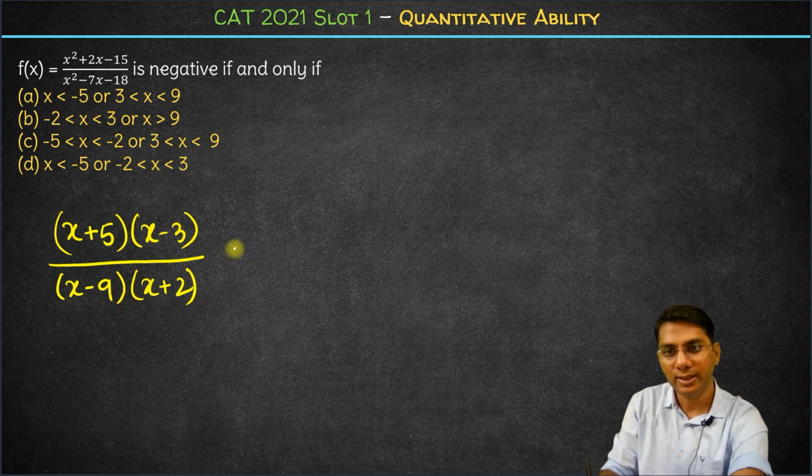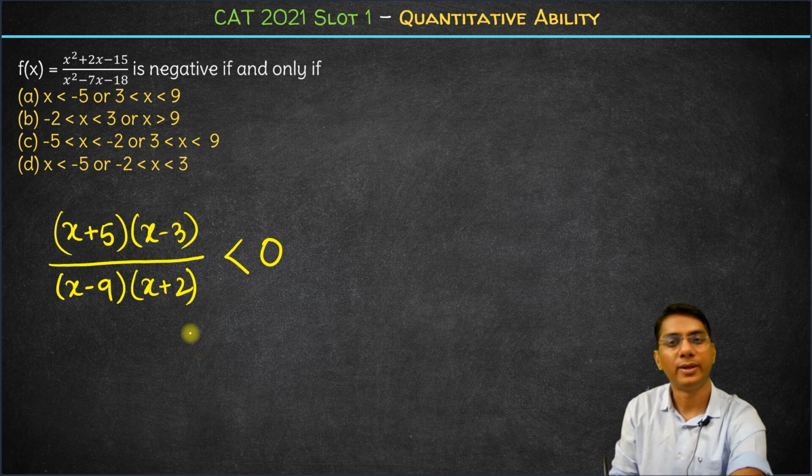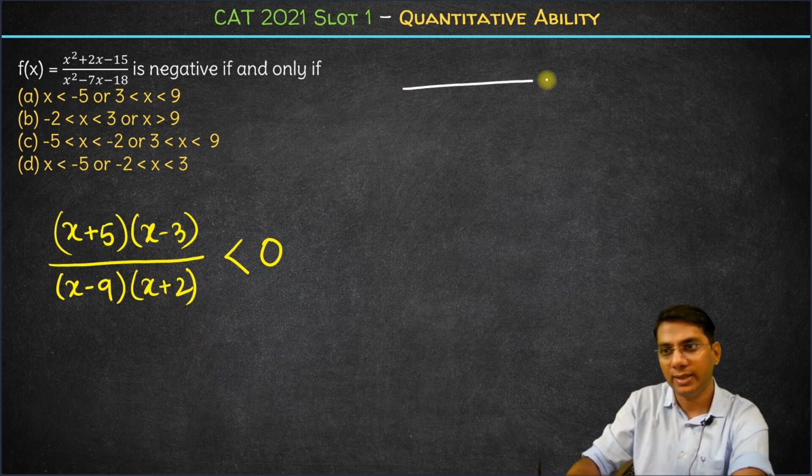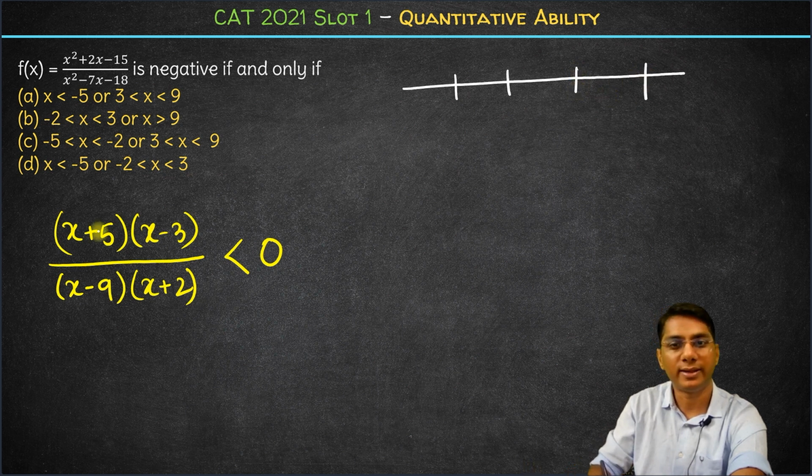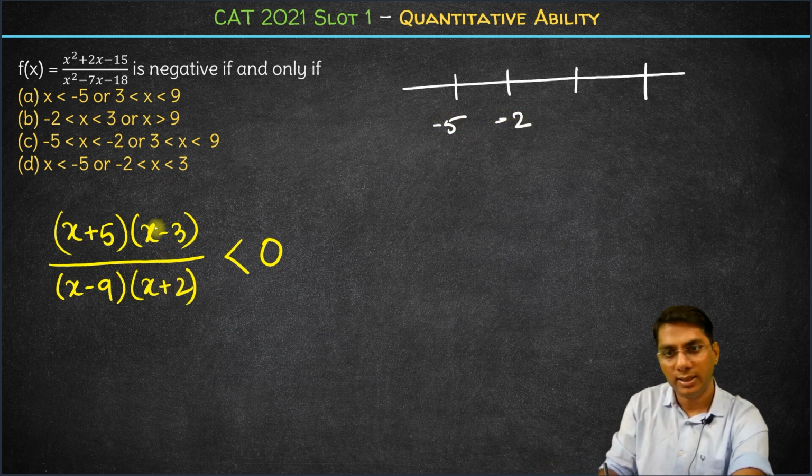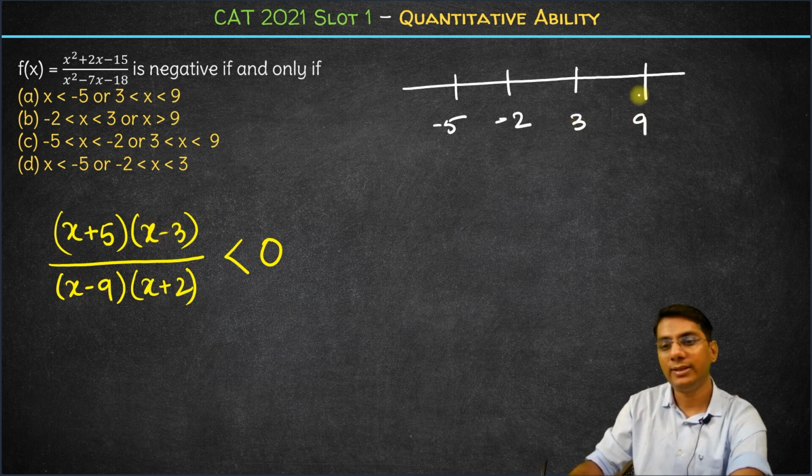Now this has to be less than 0. So how do we solve such inequalities? We first figure out the critical points. The critical points basically are the points where each of these factors is 0. So this is 0 when x is minus 5, this is 0 when x is minus 2, this is 0 when x is 3, and this part is 0 when x is 9. So these are the 4 critical points that we have.